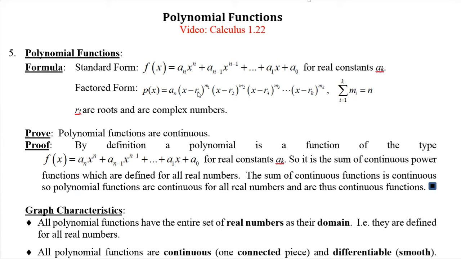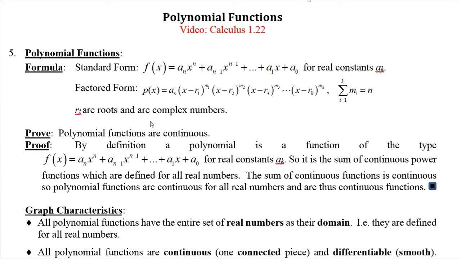Now these r's that are real numbers correspond to x-intercepts. So r1 comma 0 and r2 comma 0 are x-intercepts if r1 and r2 are real numbers. These powers are called the multiplicities of those roots, and if you sum all the multiplicities, you're going to get this power n up here.